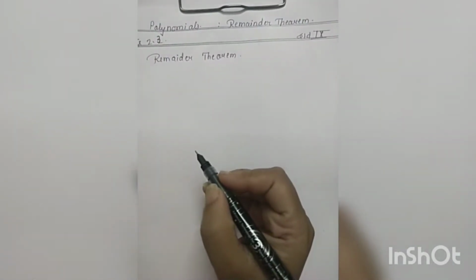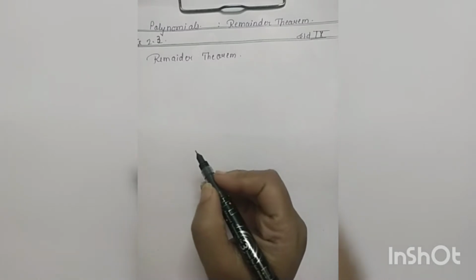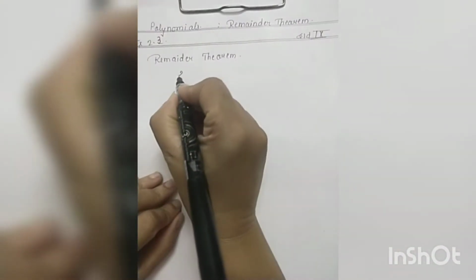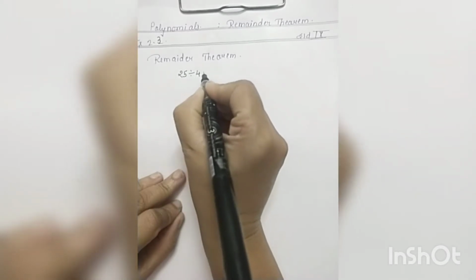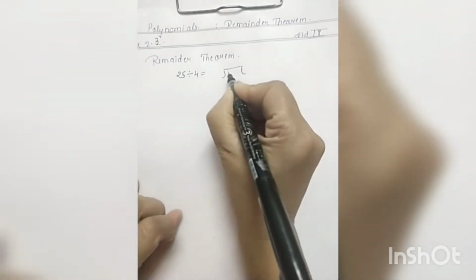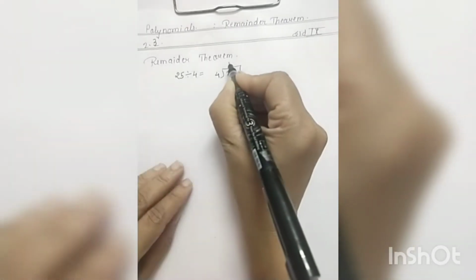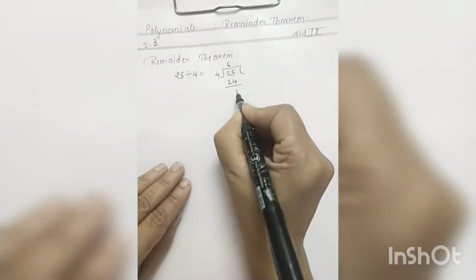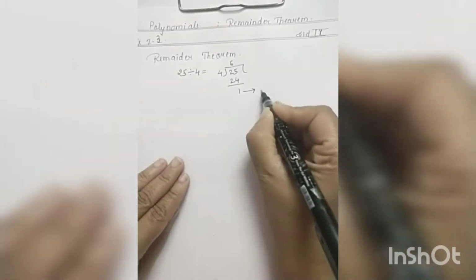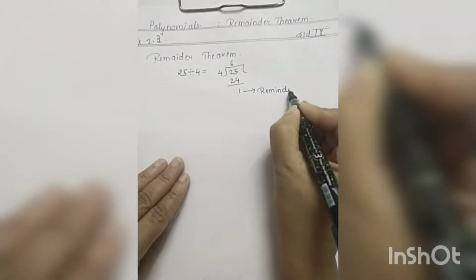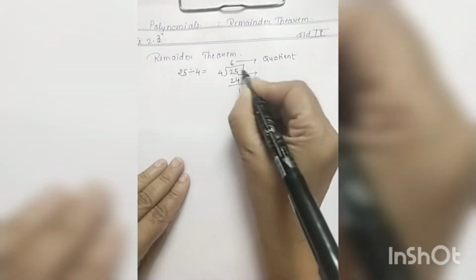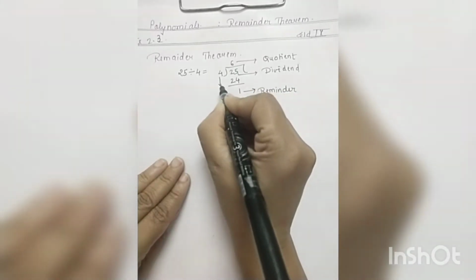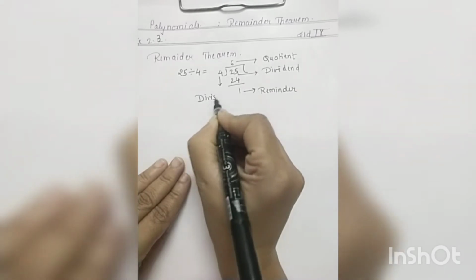In lower classes, from first to fifth, when we divided any number, say 25 divided by 4, how did we divide it? We divide like this: 25 divided by 4, 6 fours are 24 and 1 remains. So this remaining 1 we call the remainder. This is called the quotient. Then this 25 is called the dividend, and the number by which we divide is called the divisor.